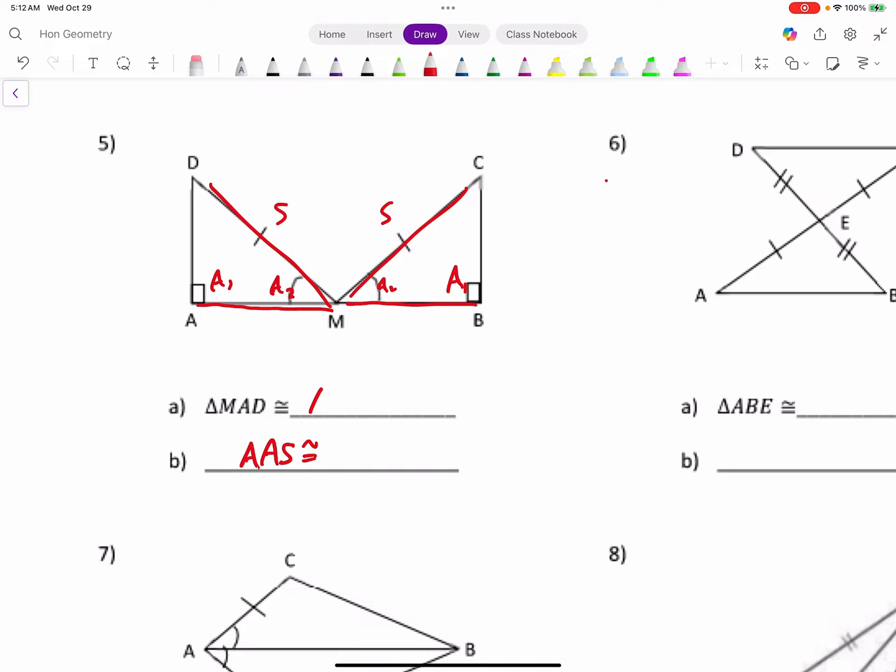And when we name them, triangle MAD, that's the one on the left. M is going to come first. A's the right angle, so B will come second, C will come last.